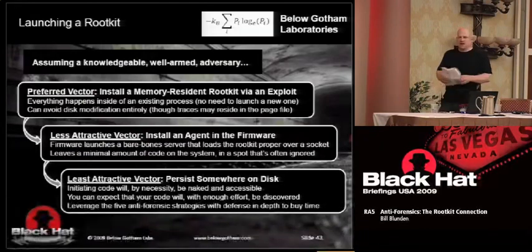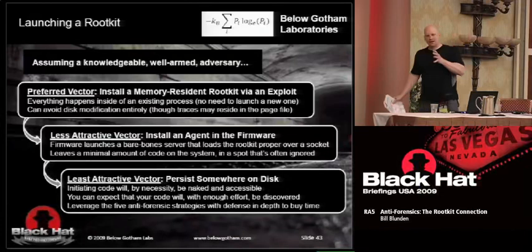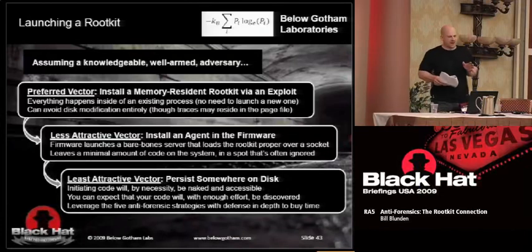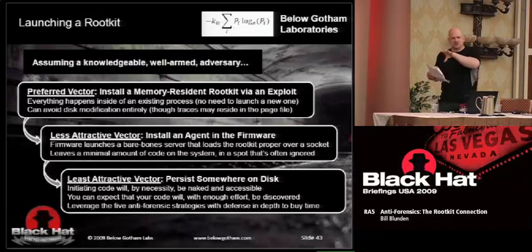So if I had to give you a preferred attack vector, I would say, okay, this is what I would do. I would attack through an exploit, install my rootkit that way, and allow it to stay memory resident. This way I avoid touching the disk and I avoid creating any new processes, right? You stay within the context of an existing process.